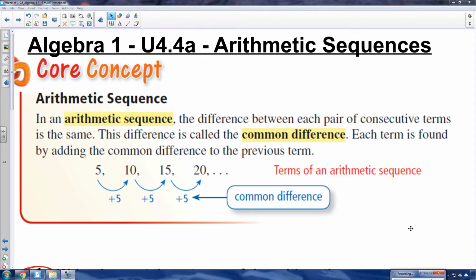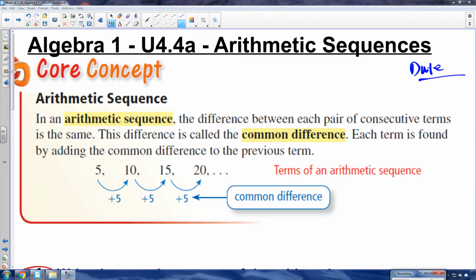Okay, and this video is Algebra 1, Unit 4.4a, Arithmetic Sequences. Now, I don't think it says it on everyone's paper, so make sure if it doesn't that you write this in, please, so you know what notes these are. And you'll want to have today's date over here in the top right.